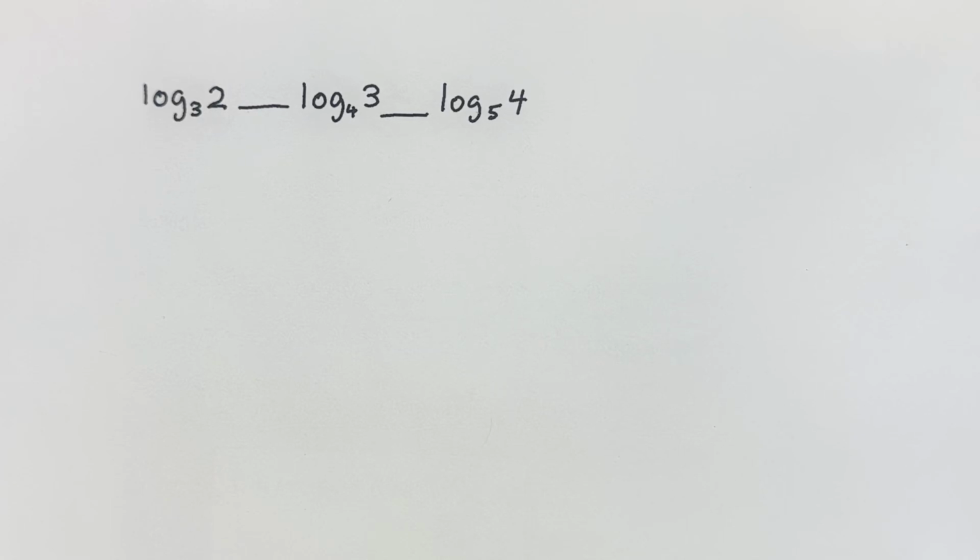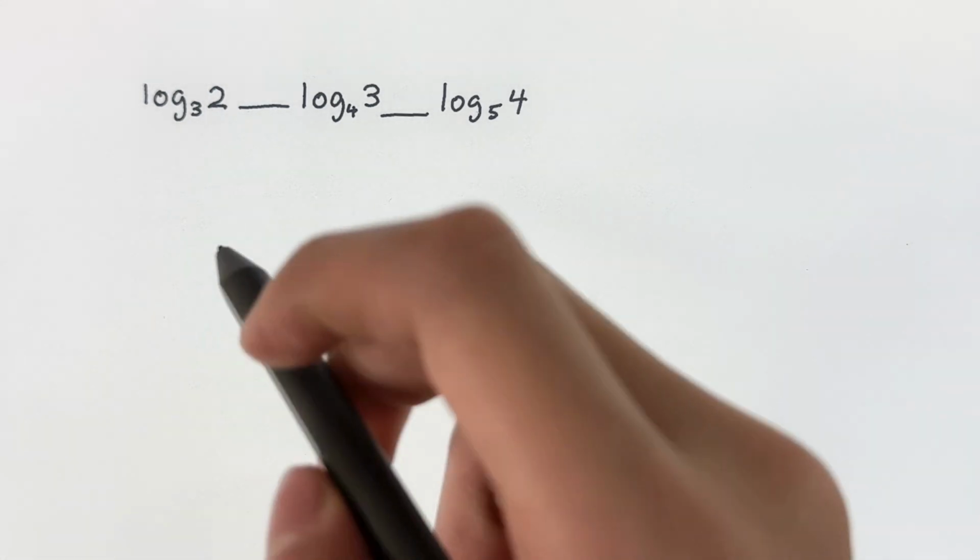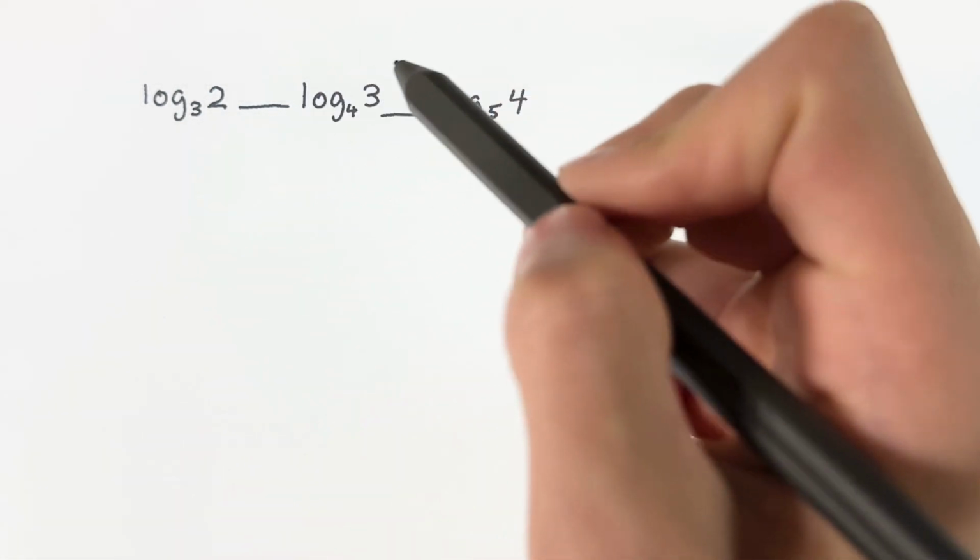In this problem, we are going to compare the values of log base 3 of 2, log base 4 of 3, and log base 5 of 4. So instead of comparing all three values at the same time, we can compare them two at a time. So we can start with log base 3 of 2 and log base 4 of 3.